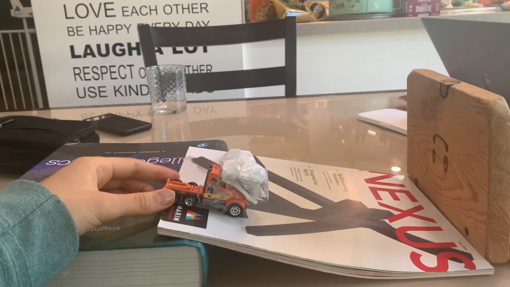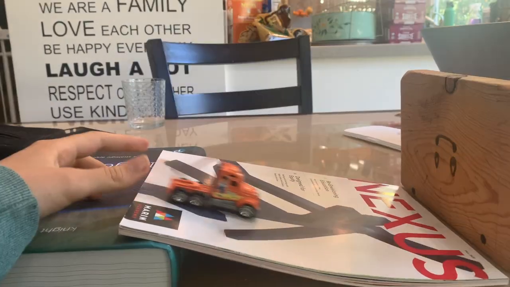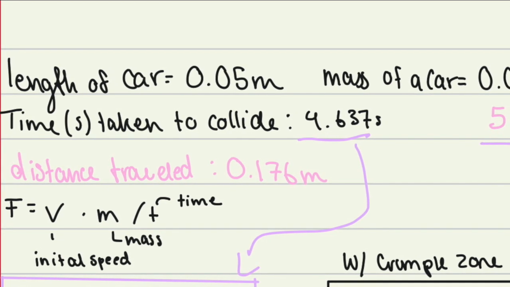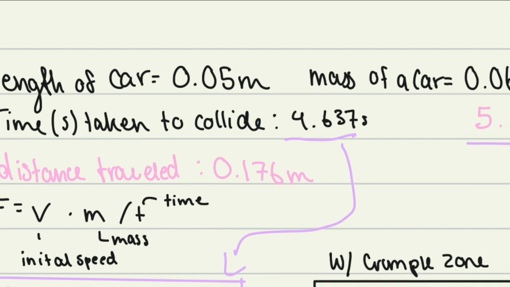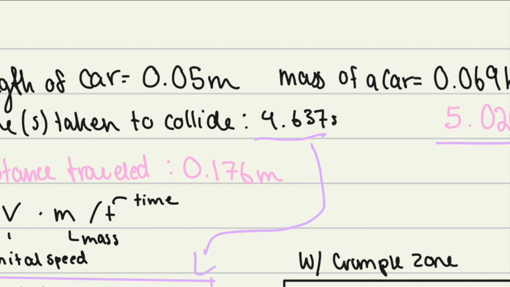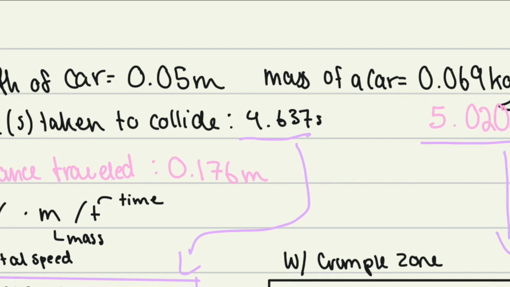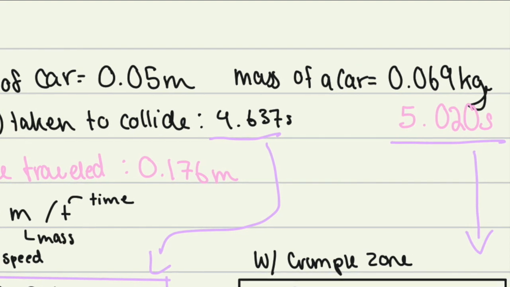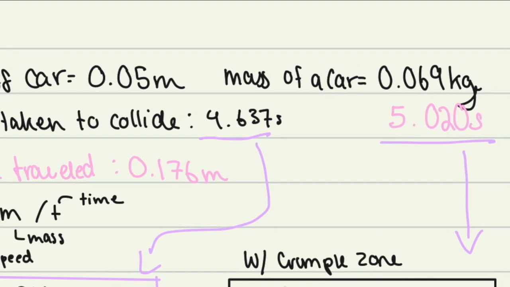In this experiment, I launched two model cars with the same velocity at a wall, and the only difference between these two cars was that one was built to have a crumple zone while the other was not. The first thing I found was that the length of the car was 0.05 meters and the mass of the car was 0.069 kgs. The time taken to collide differed from 4.637 seconds for the car without the crumple zone to 5.020 seconds for the car with a crumple zone.